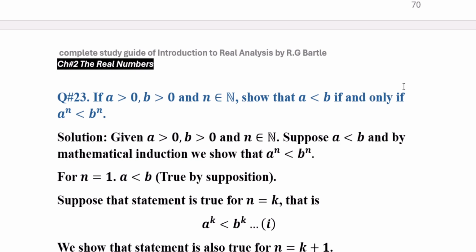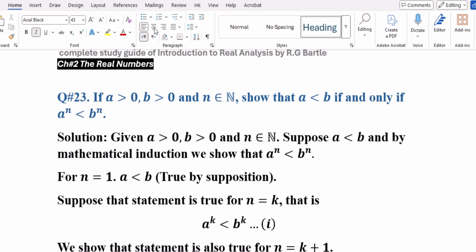Lastly, we have discussed up to question number 22 of problem exercise 2.1, chapter number 2. In today's lecture, we will start from question number 23 and inshallah we will cover the complete exercise.